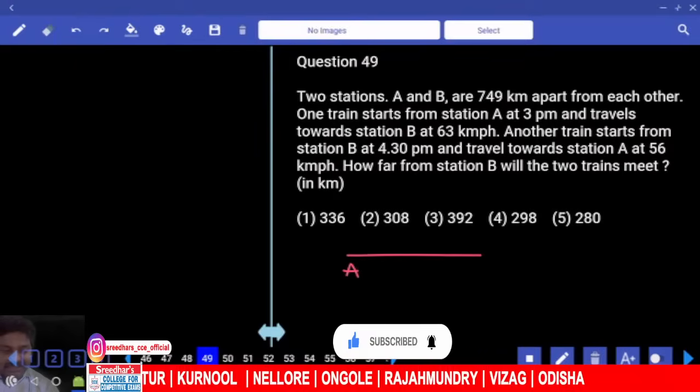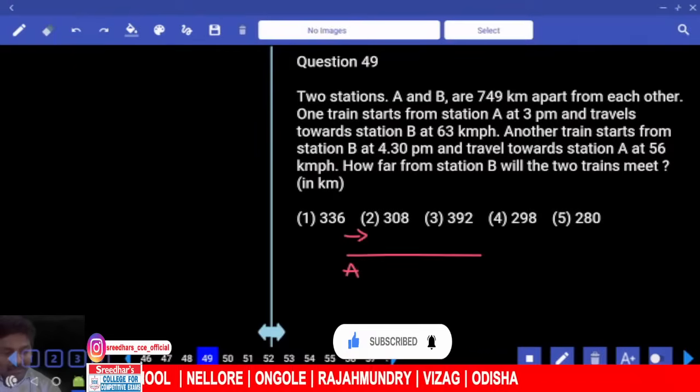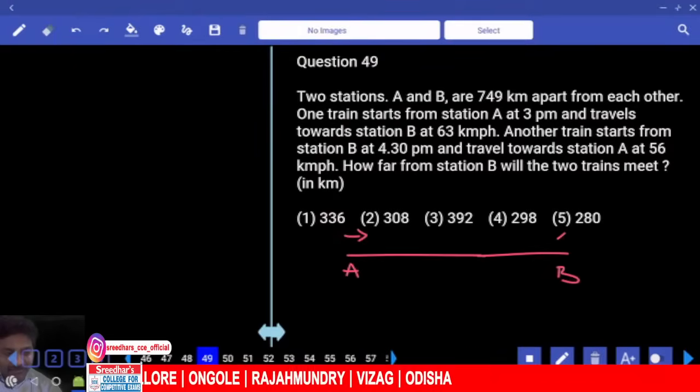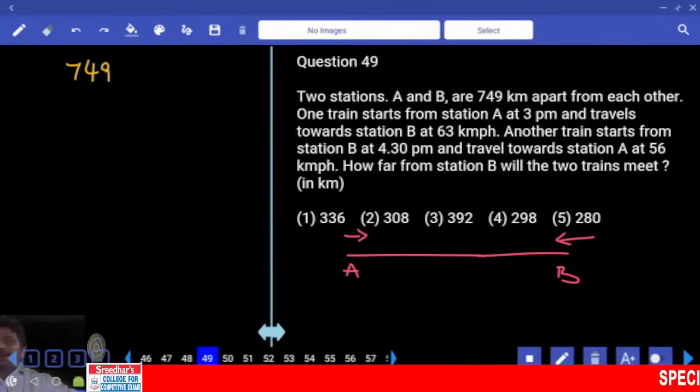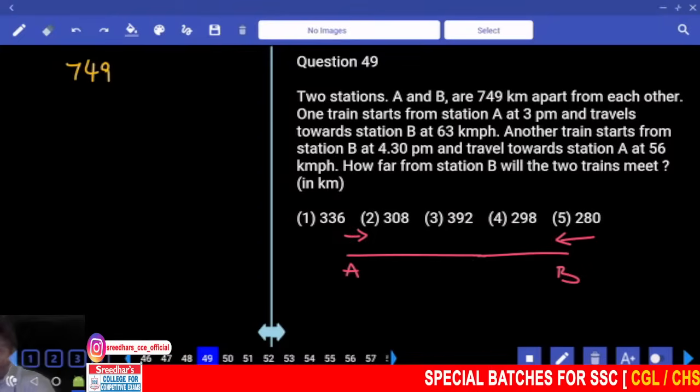A is moving in this direction. B is coming from the opposite direction. Initially, the gap between both the places is 749. A started at 3 o'clock, but B started at 4:30. So, A has already traveled for 1.5 hours.